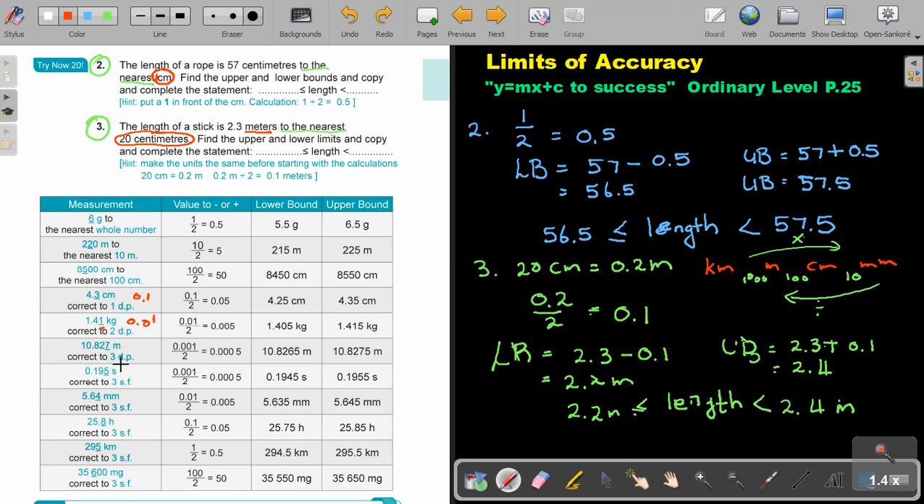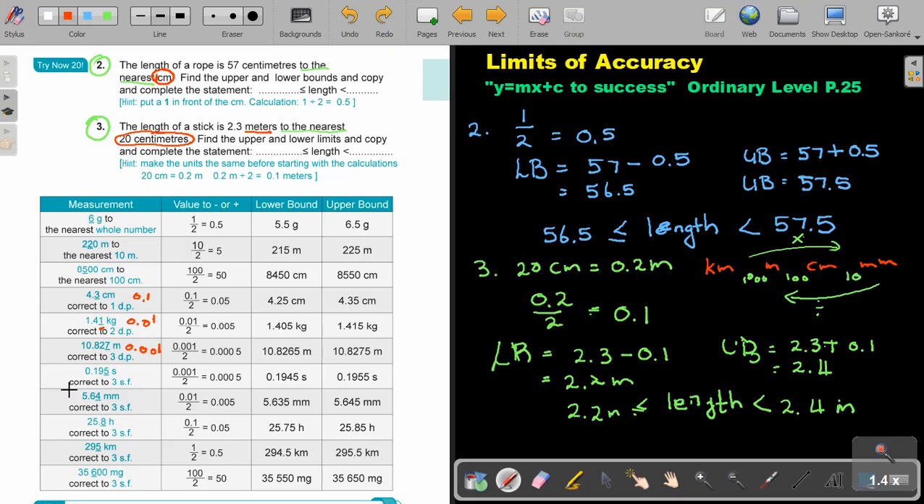And if it's correct to 3 decimal places, can you see the underline? So fill everything with zeros until you come to the third position, and that is the value that you're going to divide by 2. And you already know, subtract for the lower, add for the upper.